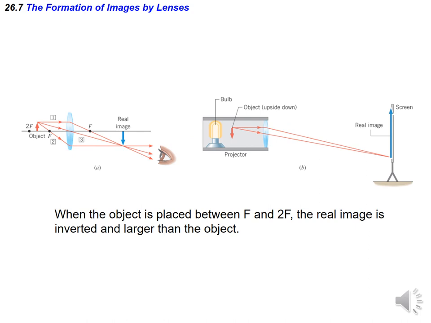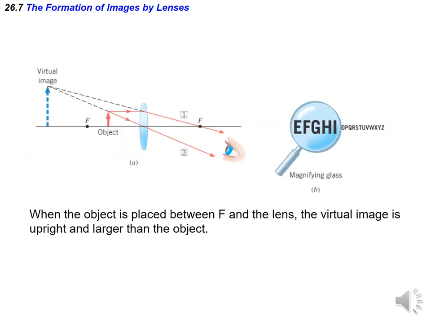When the object is placed between, so here is F, and here's 2F, so the object is here. If the object is placed between F and 2F, the real image is inverted. As you can see, this is inverted and larger than the object. And then when the object is placed between F and the lens, here's the object, the virtual image is upright. Here's the image that is upright and larger than the object.